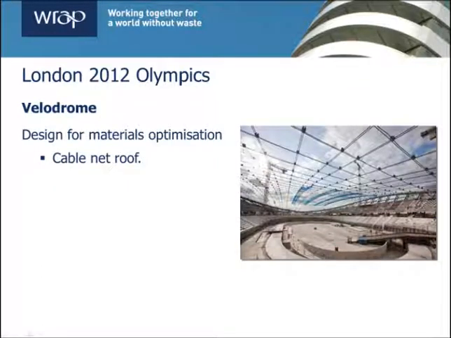The third principle, designing for materials optimization, can be seen at the new velodrome, which has a cable net roof. This design is lightweight and therefore resource efficient, as it uses significantly less steel than more conventional options. This, in turn, enabled other parts of the supporting structure to be designed for reduced loads. The contractor actively supported the use of a cable net roof, as he was able to demonstrate that this would save 3 months on the project program and reduce the overall cost.